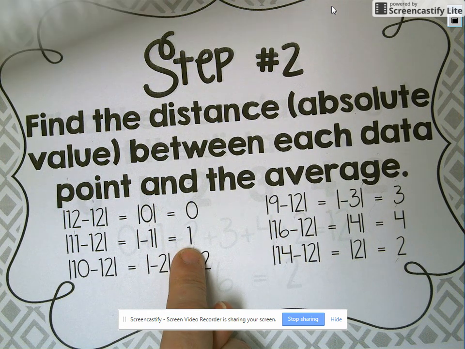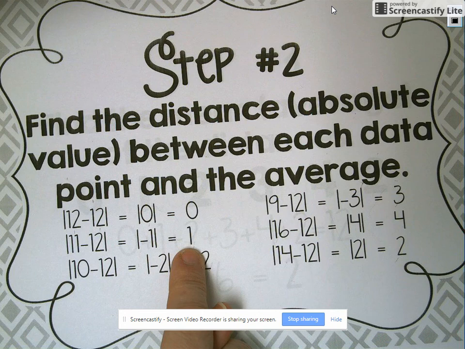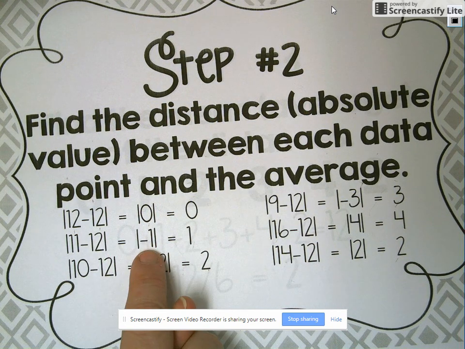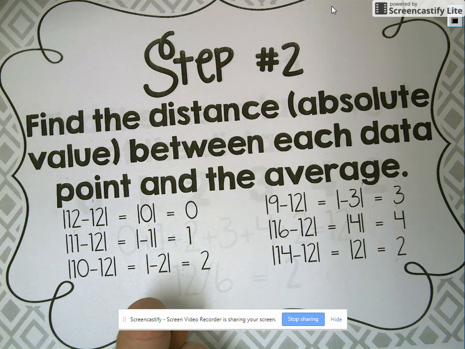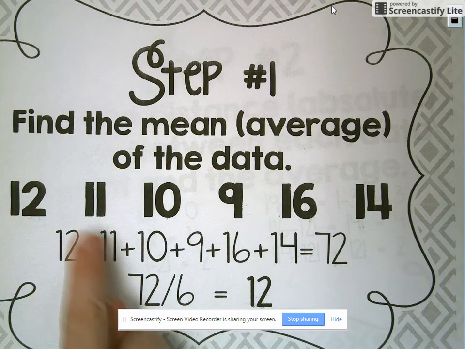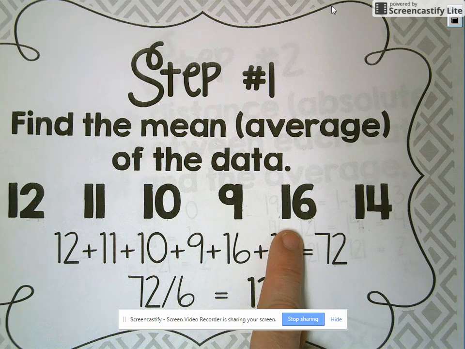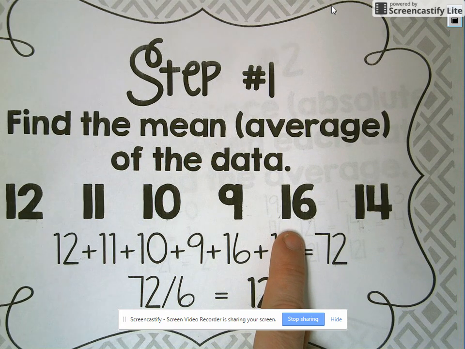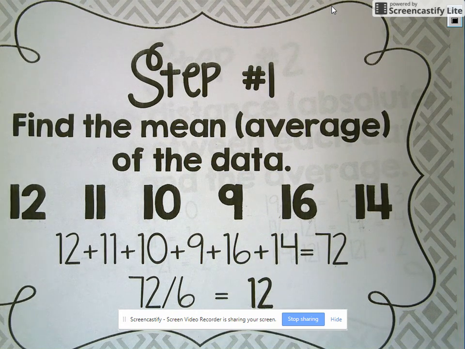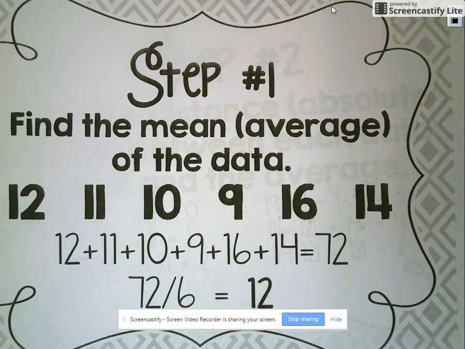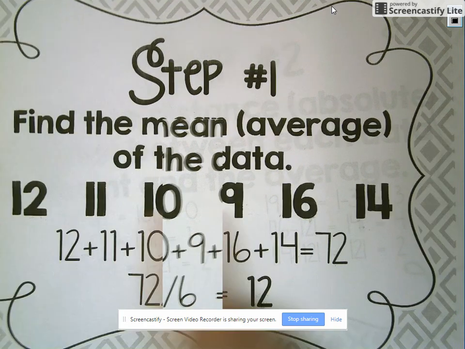Okay? And remember, we're looking for absolute value. That's why the lines are here. And that's why it doesn't matter if it's a negative number or a positive number, meaning if 12 is above or below your data, doesn't matter. We're looking for the distance. So basically, how many points would you have to jump on that number line in order to get from 12 to each one of these data points?